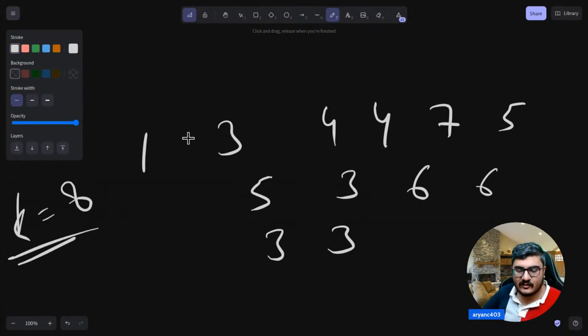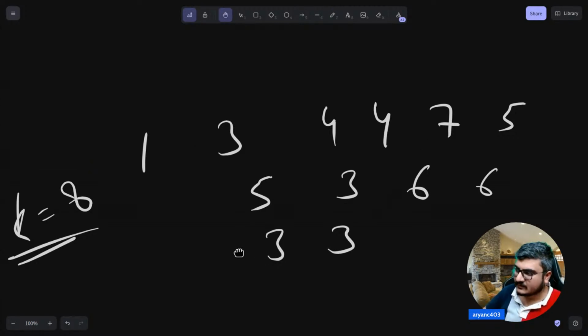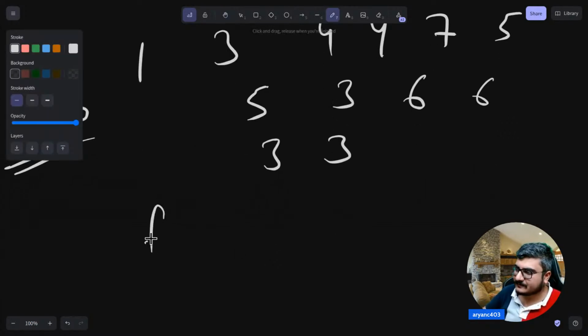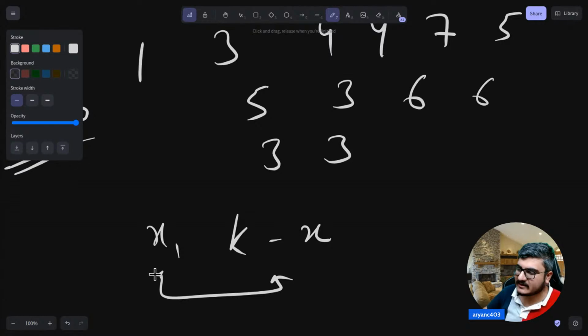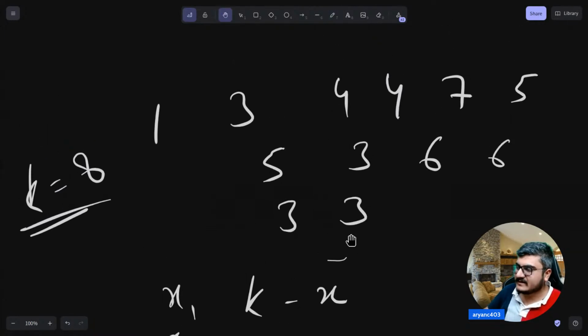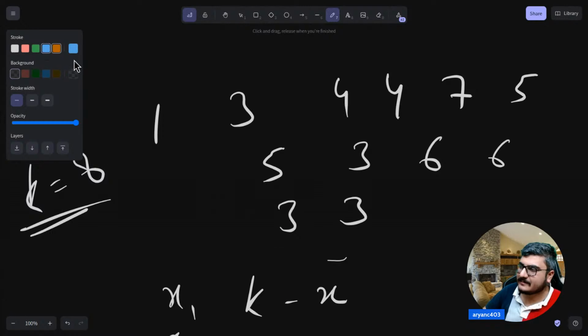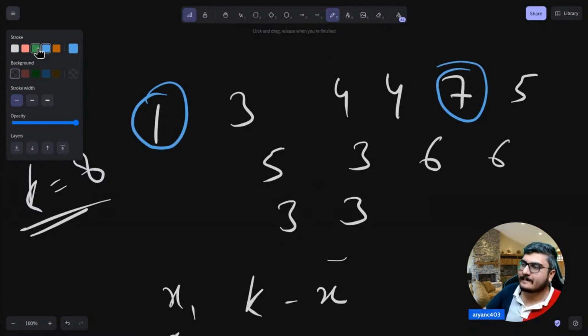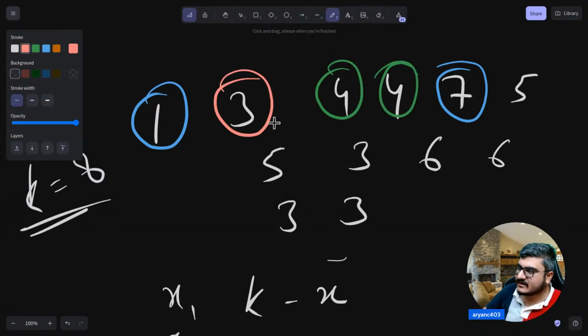Then let's first count the maximum number of pairs we can form that have sum 8. Notice that for any number x, the other required number is k minus x. So for each number, there would be a unique pair which makes sum k. And let's try to count pairs like this. For example, let's take 1 and 7. They sum up to 8. Let's take this 4 and 4. Let's take this 3 and 5.